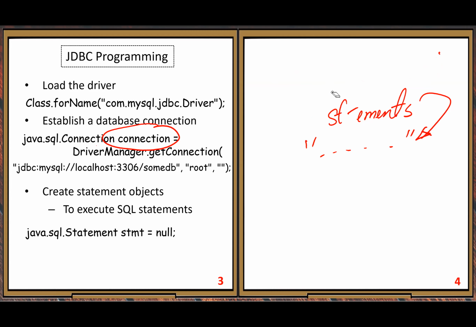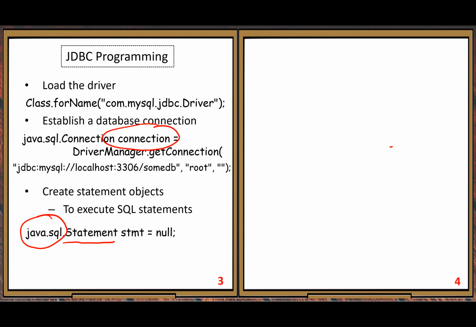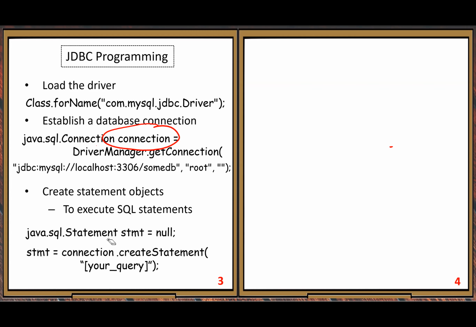Here is the example. We declare, I mean, that's the location, the package, right? java.sql. If you import that package, then you just use Statement, stmt. If you do not know the query at the beginning, you just use null. If you know your SQL query statement, you can do it directly. So you can just replace the null by that whole right-hand side, okay?